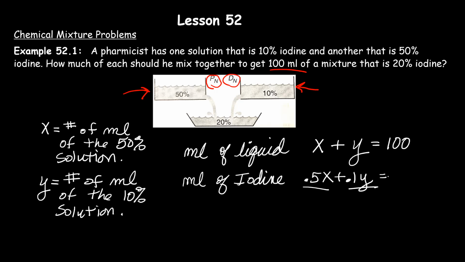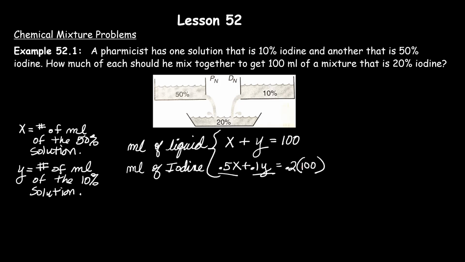And then I want to end up so that 0.2 of the milliliters I have at the end, which is 100, that's also iodine. So the iodine from the first bucket plus the iodine from the second bucket is going to give me the iodine in the final bucket.